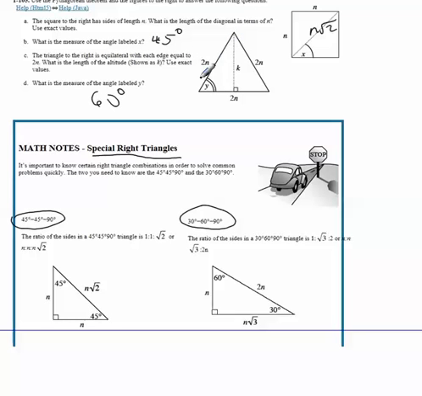So if this is 2n, this is 2n, this is 2n, each of these is n. And the altitude, k, is going to be n times the square root of 3, if you remember this right here. Okay, get that in your notes, get it memorized, ask questions if you're stuck.